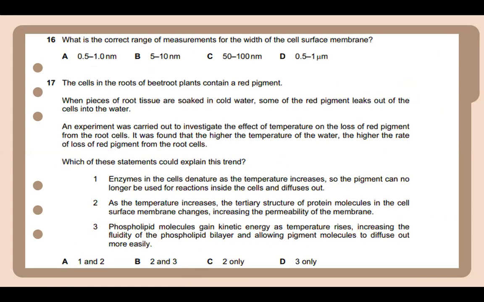What is the correct range of measurements for the width of the cell surface membrane? The correct range of measurement for the width of the cell surface membrane is between 5 to 10 nanometers.